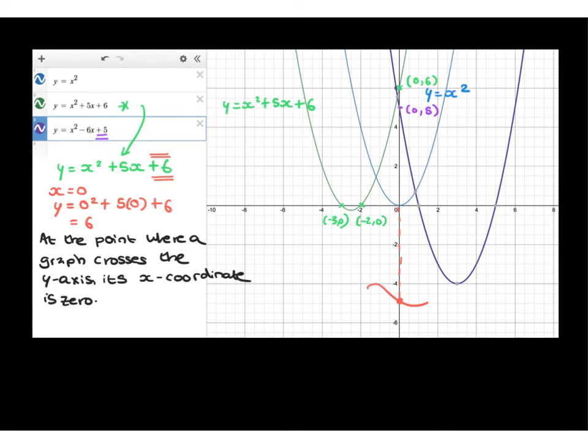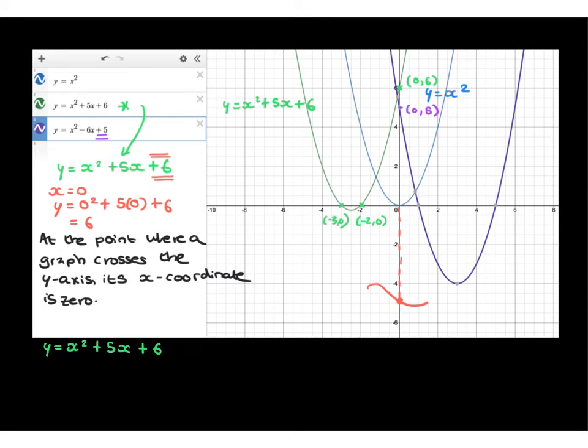Now, what requires a little bit more thought is understanding where a graph crosses the x-axis. At this point, we are dipping into maths that largely is covered much more at GCSE level than in year 9. So we're really only going to give this a very brief introduction, and it is something you will see in much more detail later on. So this is just a taster, an introduction.